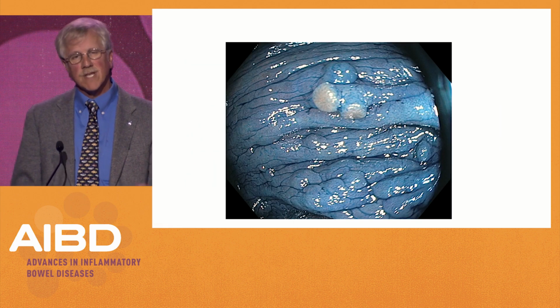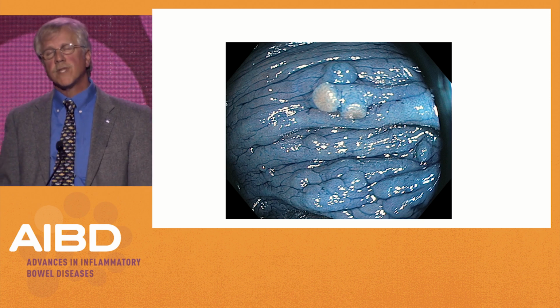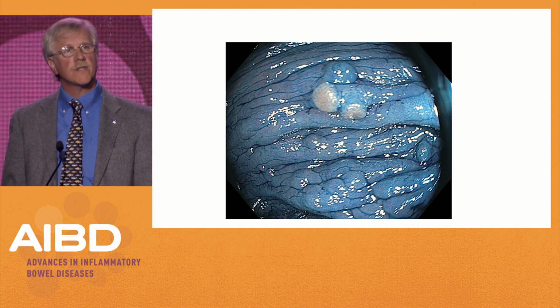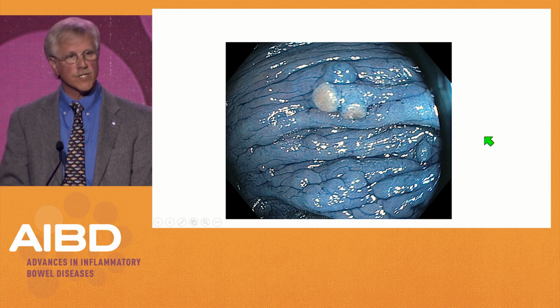I showed you this image before. This is a patient who was referred for chromoendoscopy, where a random biopsy from the right colon showed invisible dysplasia. But when you were able to go back, with ideal bowel prep and chromoendoscopy, you found this bilobed lesion, which was a dysplastic lesion that was resected.